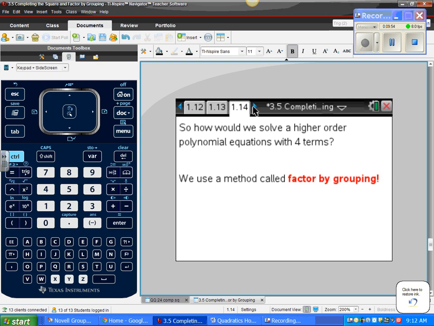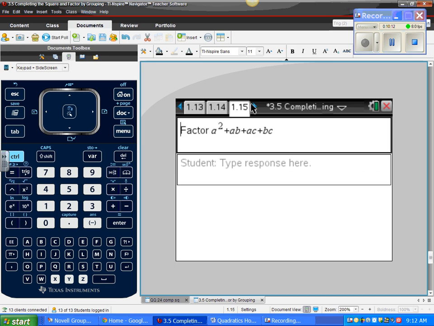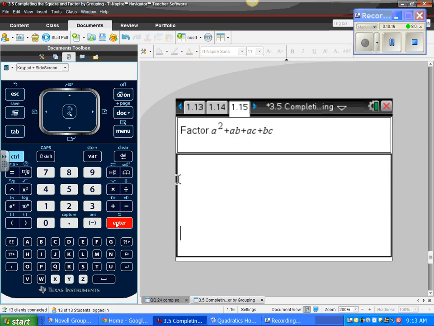Okay, so what I need you to think of is whenever you see a polynomial with 4 terms, how many? 4. I need you to think factor by grouping. So on the next page, I've got this polynomial. How many terms does it have? It has 4 terms. Okay, so here's how we use factor by grouping.